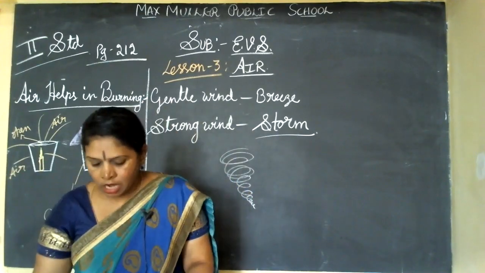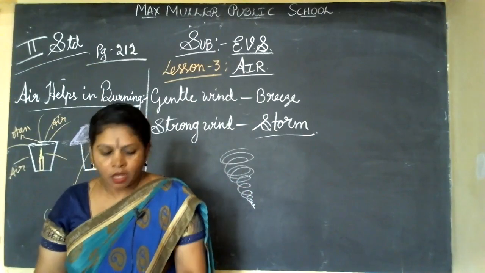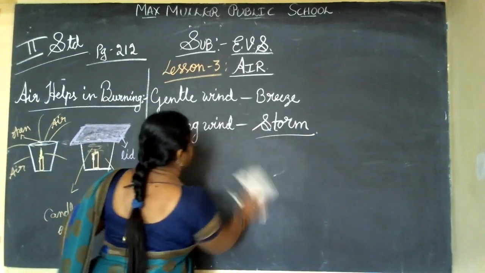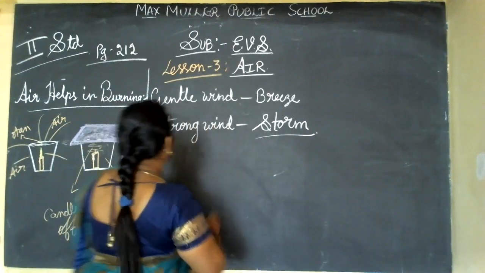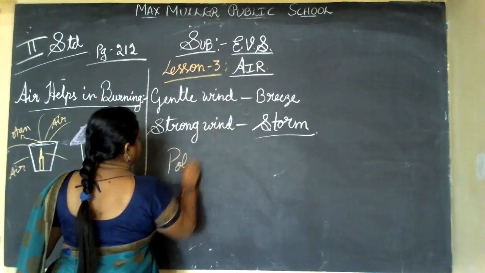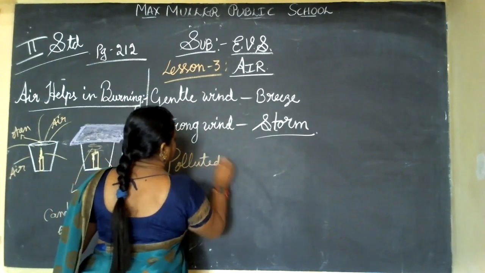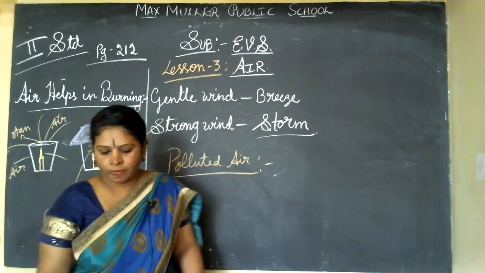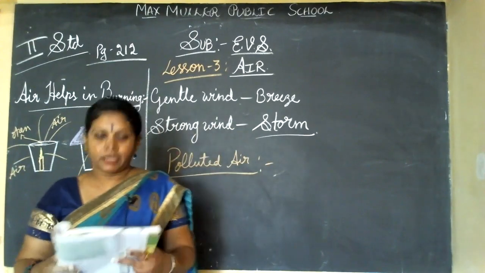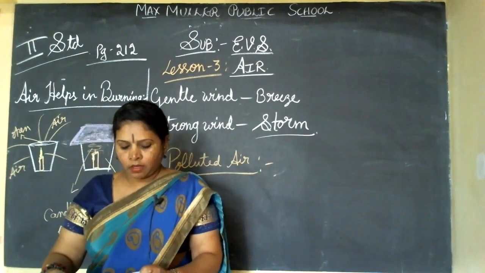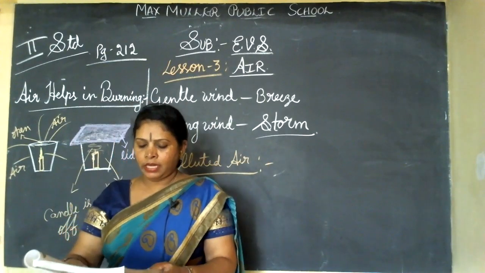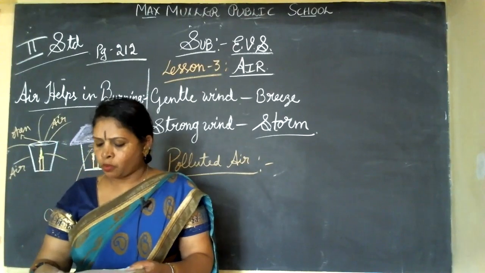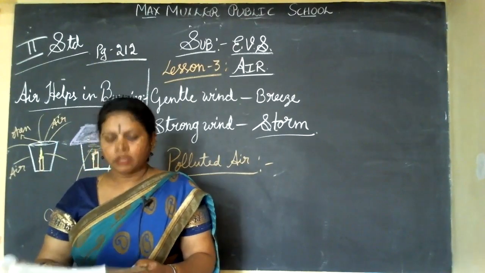Okay, children. Now next, going further, polluted air. So what is polluted air? Now I'll read and I'll explain, okay? Polluted air. We need clean air to breathe. Okay? Air contains dust, smoke, and tiny particles called germs.